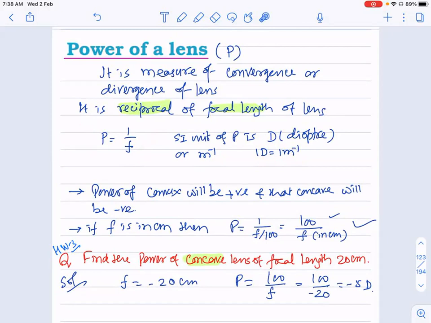Power of the convex lens positive since its focal length is positive. Concave की focal length negative है, power will also be negative. If focal length is given in the centimeter, you have to convert it initially, or you have to use this formula. यहाँ पे हमने focal length को 100 से divide कर दिया, सेंटीमीटर में convert हो गया, 100 ऊपर आ गया. F will remain in centimeter.